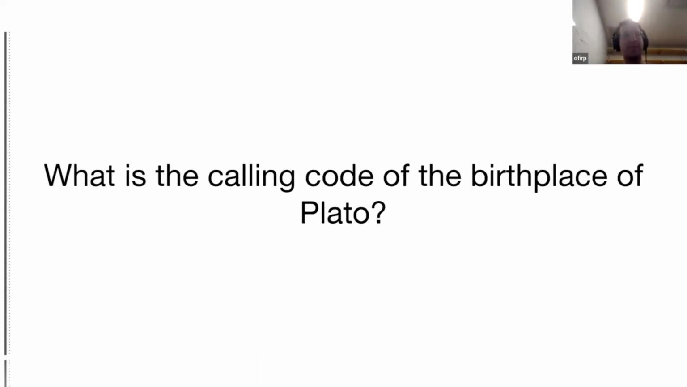So for example, we're going to ask it, what is the calling code of the birthplace of Plato? Right? So it's seen where Plato was born probably thousands of times. It's seen the calling code of Greece probably tens of thousands of times. But now we're asking it to reason about those two facts in a way that it's never seen before. And I actually went on Google and tried in all kinds of ways to figure out if anybody's asked this question before, and I don't think anybody has. Right? So when it answers this correctly, it's really doing some very basic reasoning.